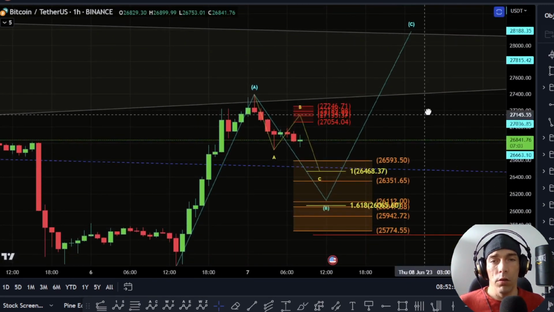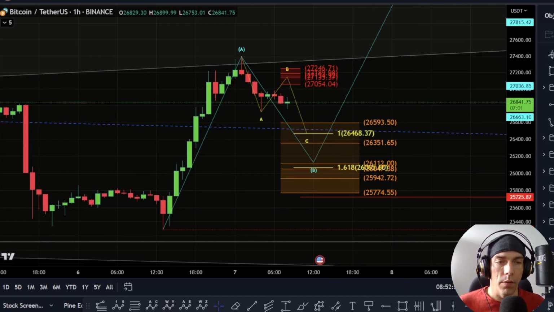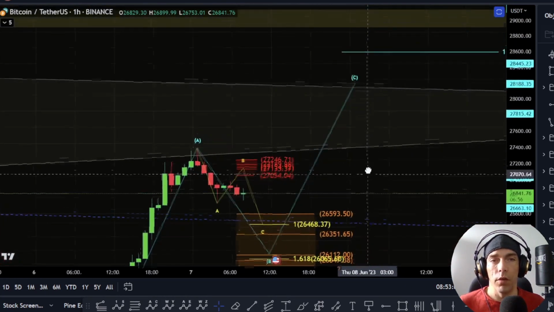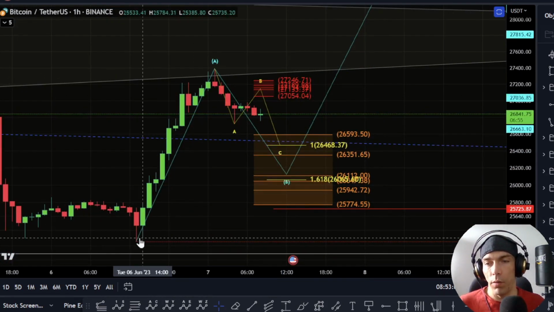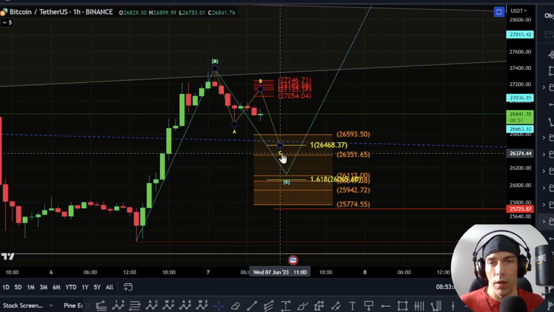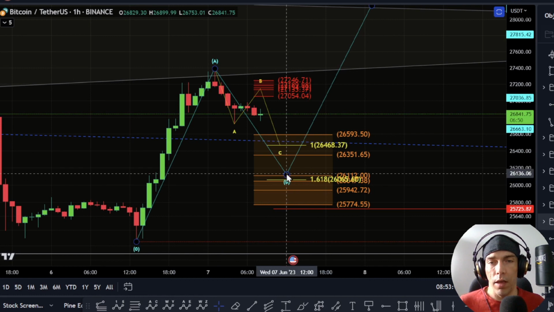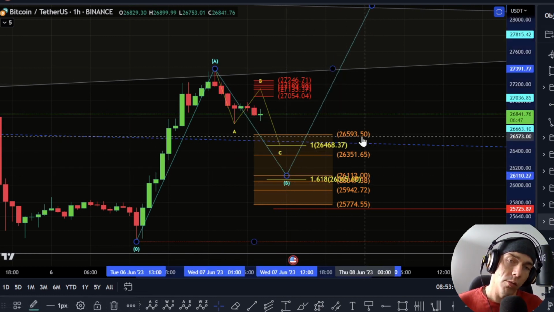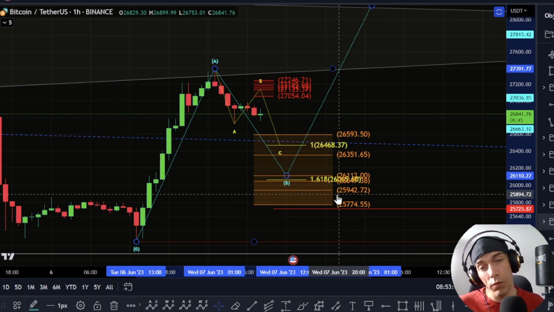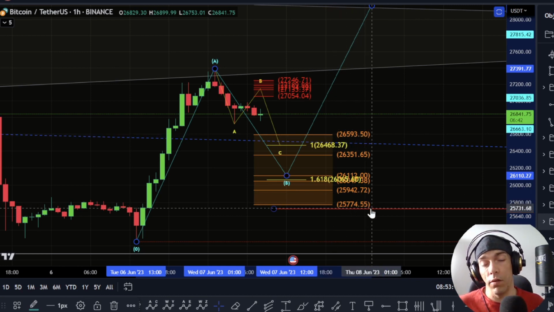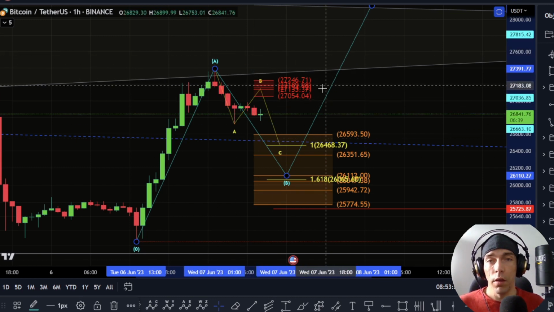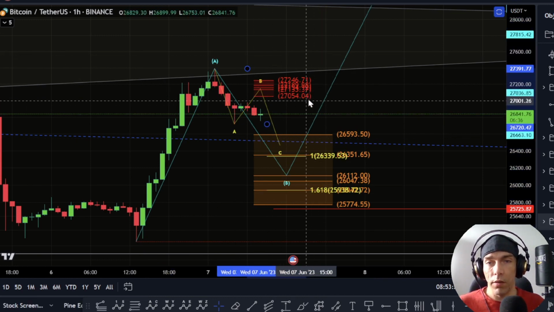Now, as long as we actually hold this 25,351, we can look for continuation to the upside here. Now, what I would be looking for would be this is an A wave, looking for this as a B wave that's still in place. So this B wave here. Now, the B wave support zone we'd be looking for here would actually be this 26,593 to this 25,774.